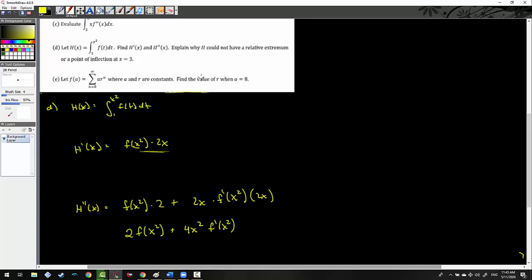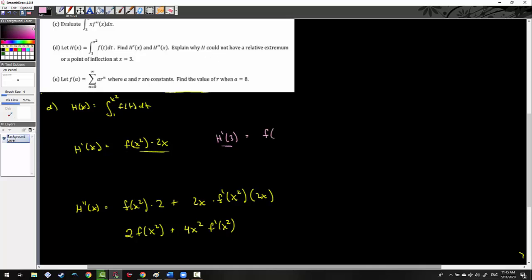Okay, so let's find out what the next part of the question is. It says, explain why h could not have a relative extrema or a point of inflection at x equals 3. So let's find out. Well, what is h? I'm going to change colors for this, actually. Change over to lavender here. What is h prime of 3? Well, if I'm going to have a relative extrema, that means that this thing better equal 0. And I'm hoping it does not. Well, it says explain why it doesn't, so I'm pretty sure it's not going to equal 0.